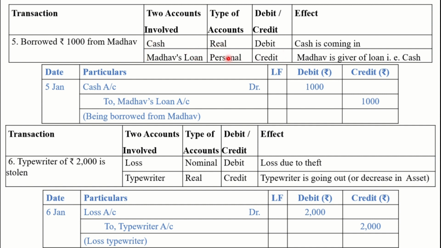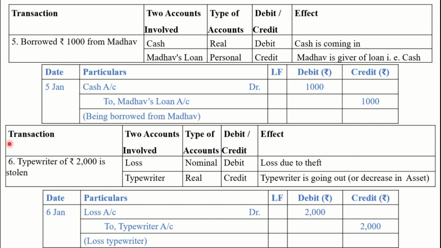Madhav's loan is a personal account, and the rule of personal account is debit the receiver, credit the giver. Madhav is the giver of the loan, that is cash. That's why Madhav's loan is credited. This is the journal entry of this transaction. Borrowed rupees 1000 from Madhav. 5th January, cash account debited 1000. To Madhav's loan account credited 1000. Narration: being borrowed from Madhav.